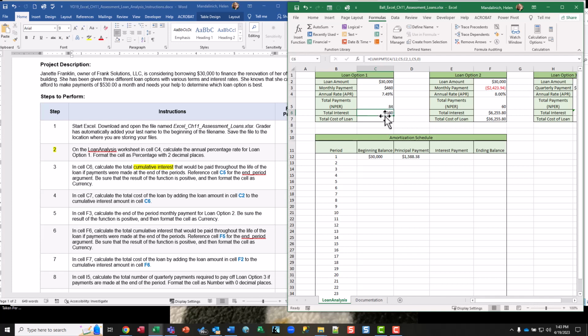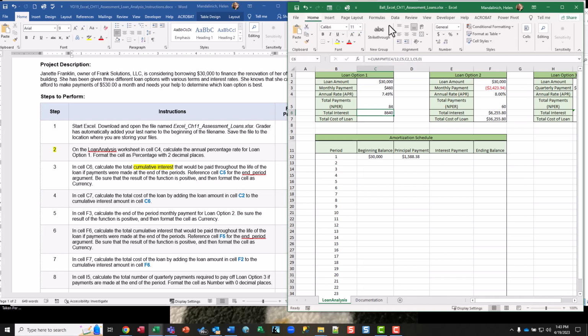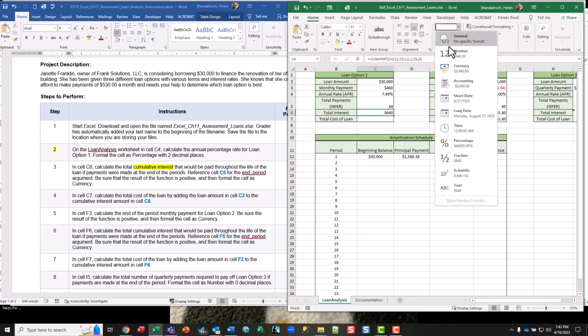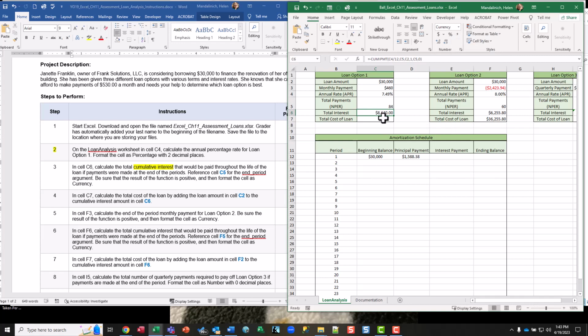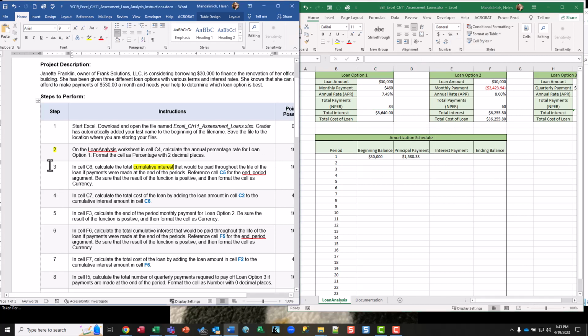It comes up as a negative. We're going to come between the equal and the C and do a negative sign, check mark it, and there it is. So then if we look at this, positive formatted as currency. So we're going to go home, drop down, currency. So that looks good. So number 3 is done.